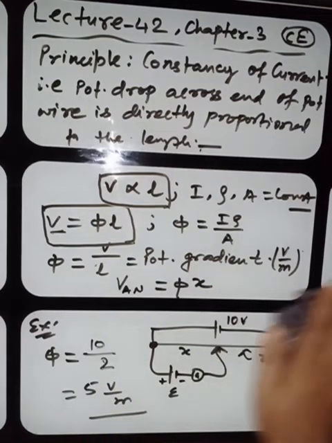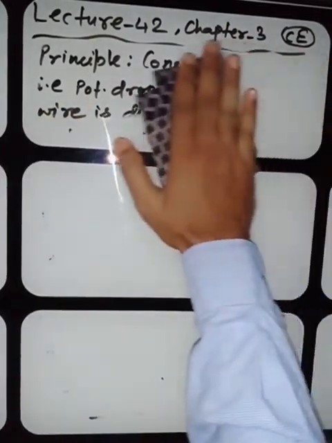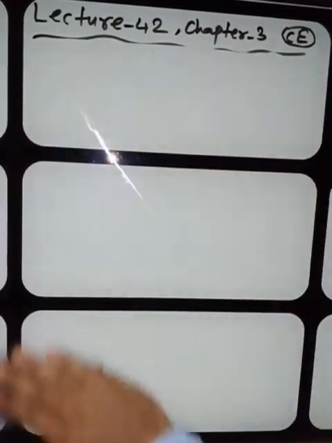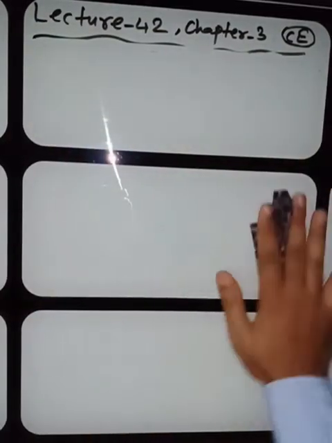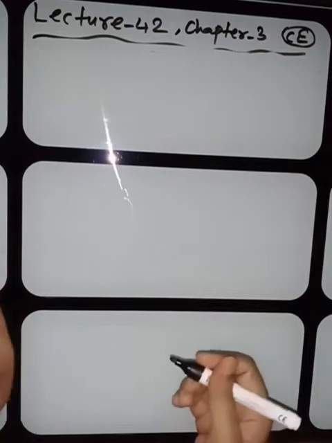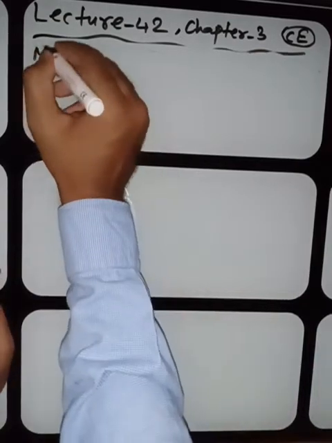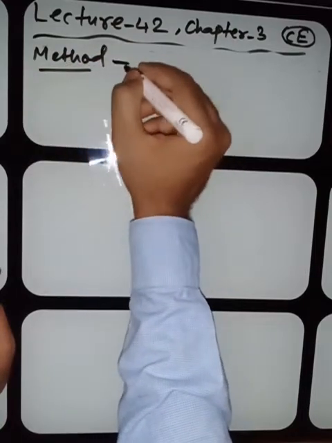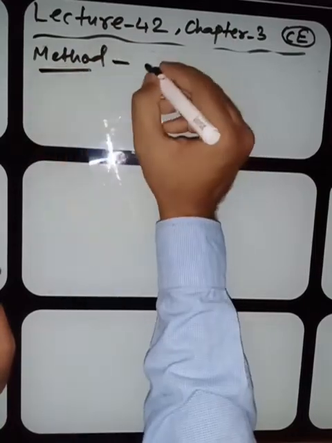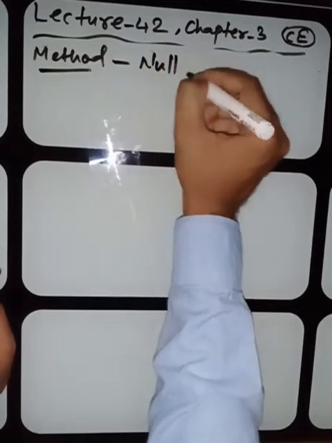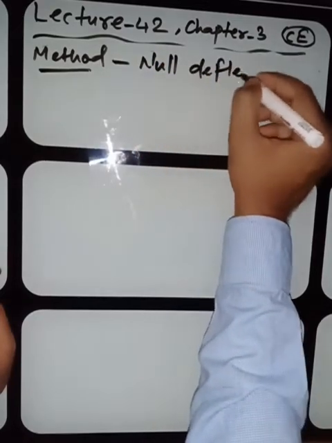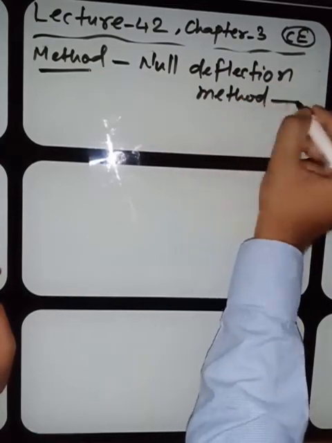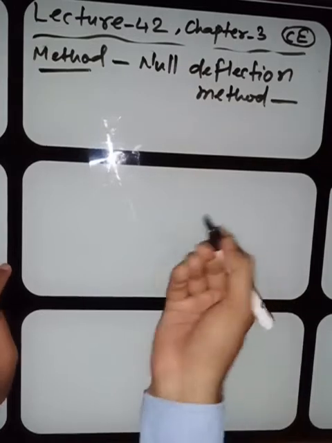Now we will try to understand the method. To explain that method, I will take a very simple example before writing it. This method is called the null deflection method. With a very simple example, I will explain it to you.